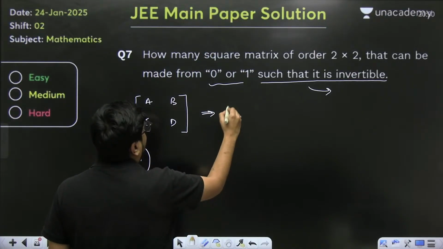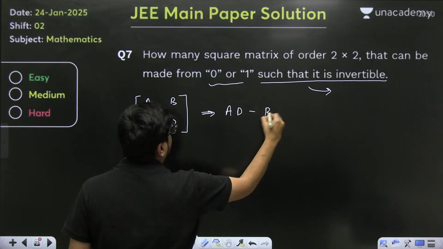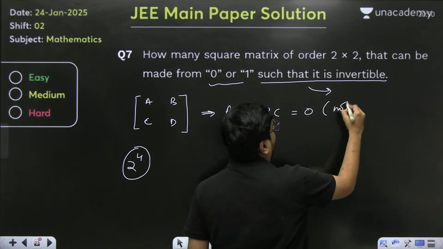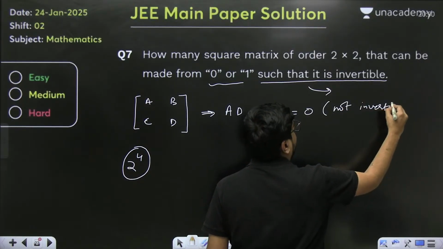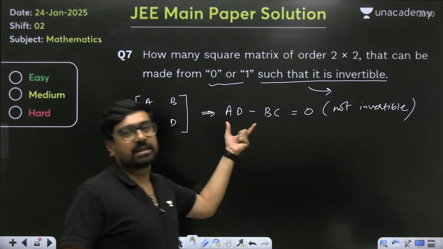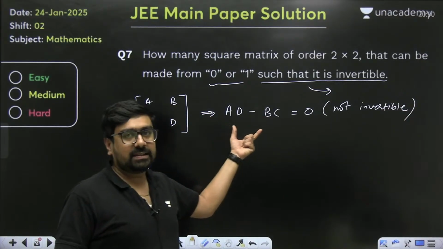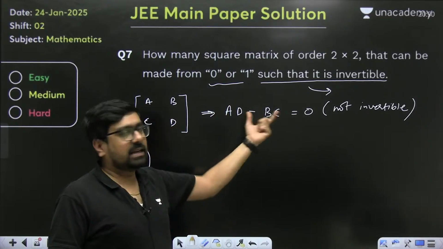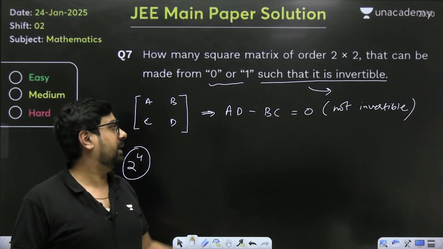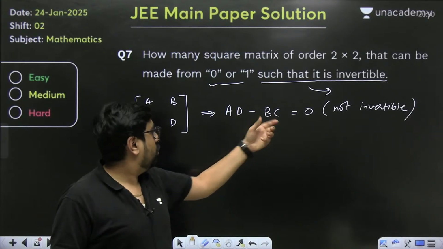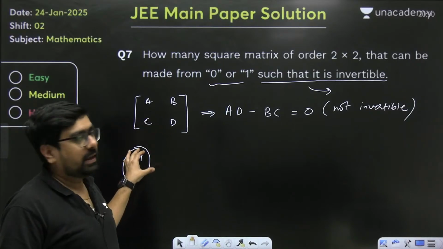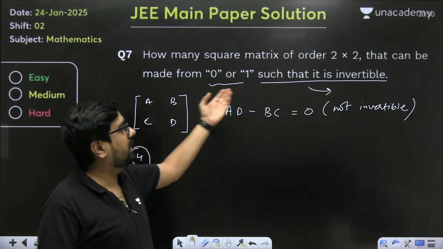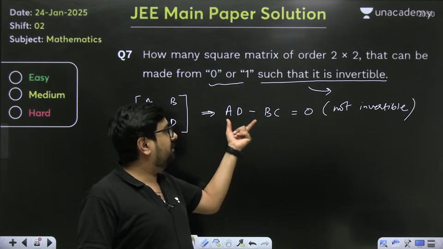That means if AD minus BC is equal to 0, in that case it is not invertible. That means A is not invertible, only in this case. Right? If this is equal to 0, the determinant of the matrix becomes 0, that means the matrix cannot be an invertible matrix. So now we just need to, total cases are these, 2 to the power 4. If we subtract the cases in which it is becoming not invertible, remaining cases will be the cases where it is invertible. So when can this happen?